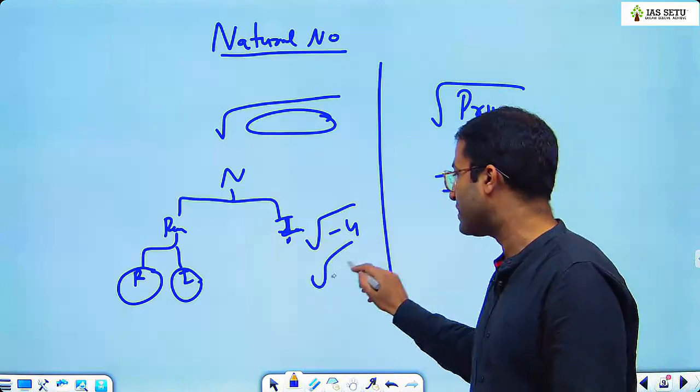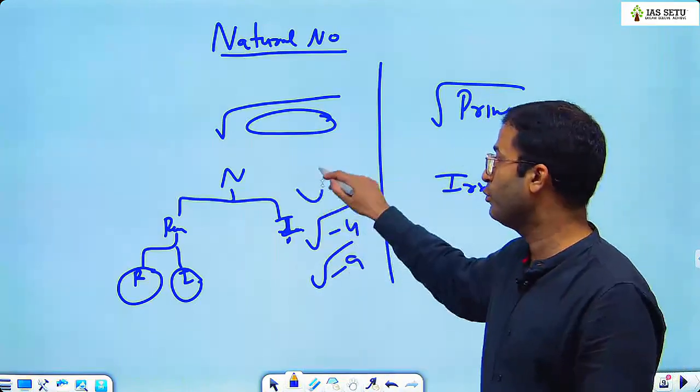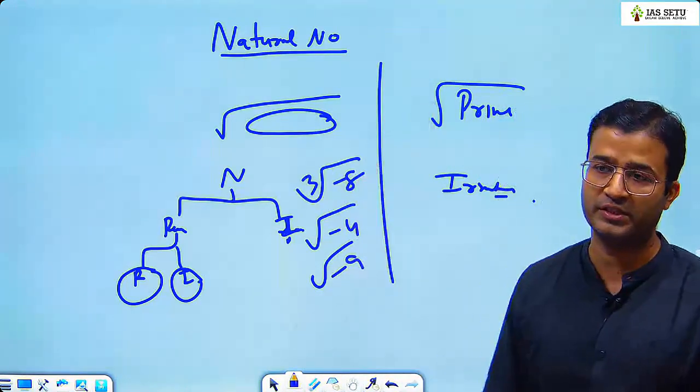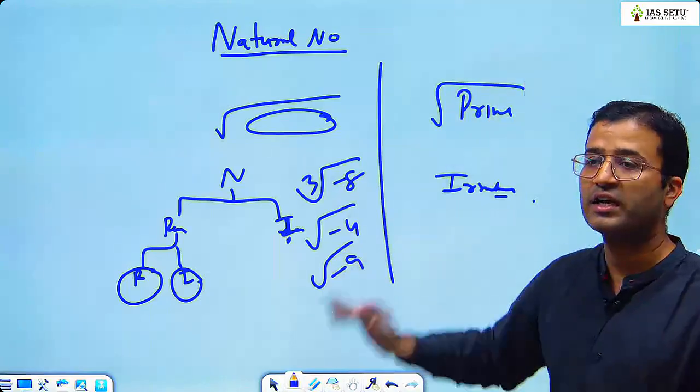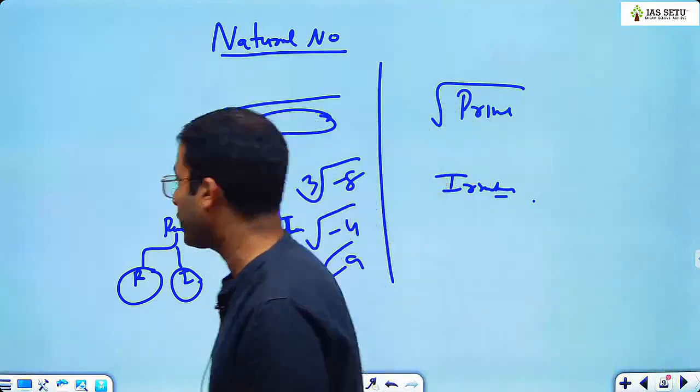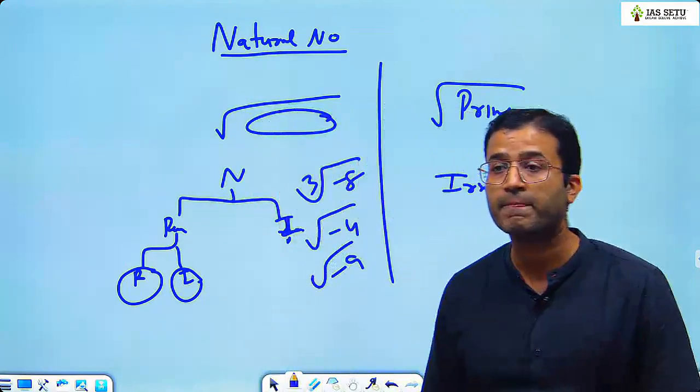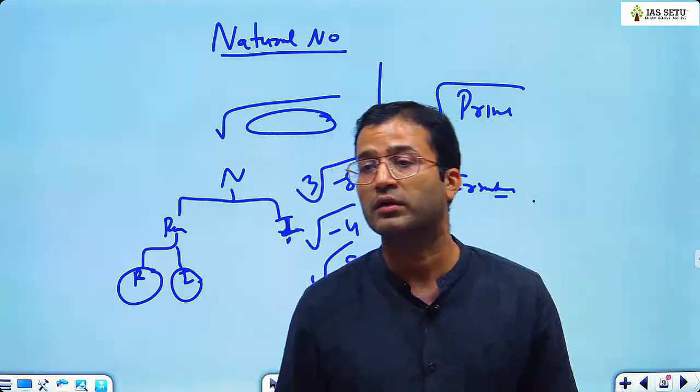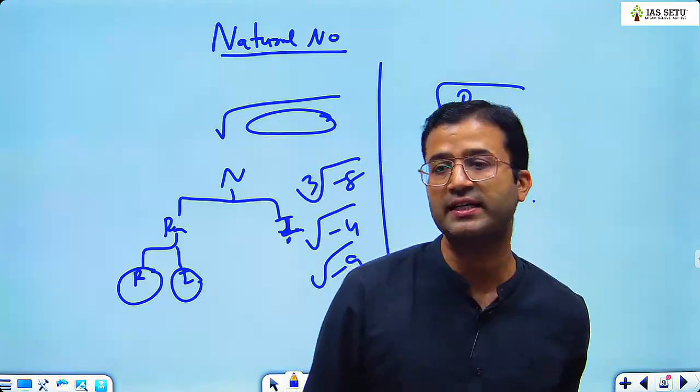Under root of -9 is also imaginary. Cube root of -8 is also imaginary. All these are in the category of imaginary numbers. Okay. Yes. Is 2, that's why it is a rational number.